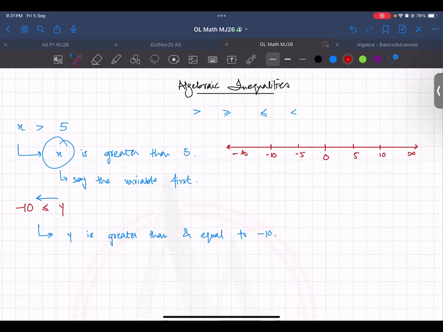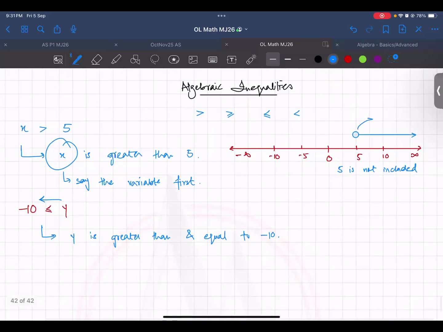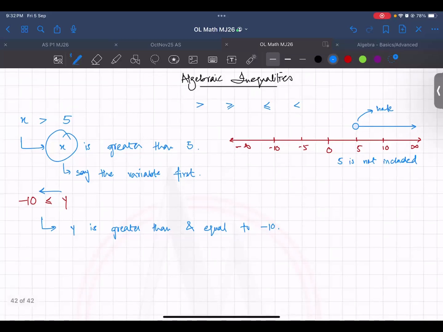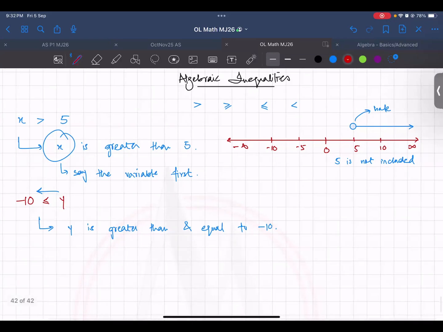Infinity doesn't end. So if you want to show x is greater than 5 on a number line, you make a hole on 5 and it goes to the right side. It can be all numbers greater than 5. 5 is not included. That's why it has a hole. It is not filled, it is not solid. It is a hole.